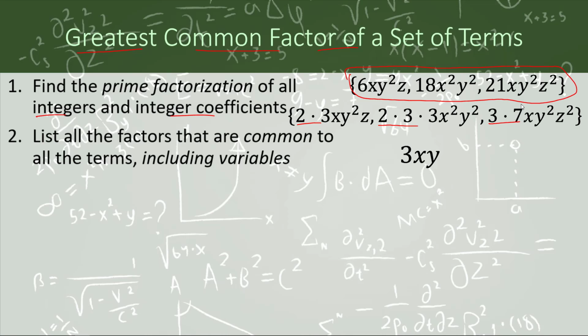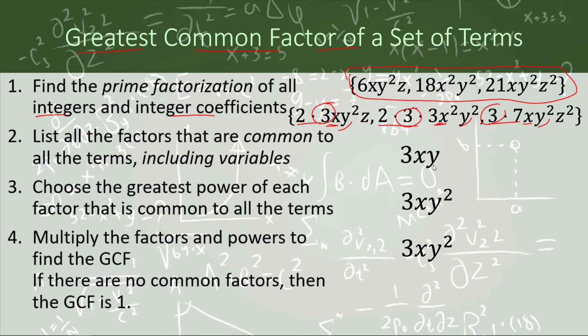Step 2 is to list all the factors that are common, including variables. Well, each of these terms has a 3. Here it is. So we listed it there. Each of these terms has an x right there. So we have an x. And finally, each of these terms has a y. So we have a y. No powers, just the x's and the y's.